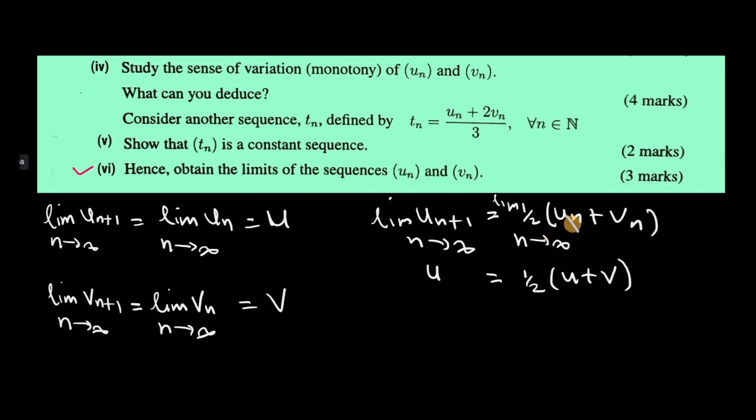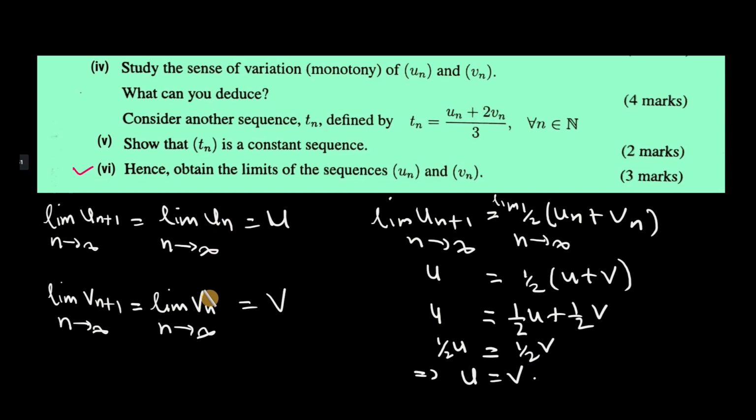Since lim Un as n tends to infinity is U and lim Vn as n tends to infinity is V, that is, U is equal to half U plus half V. U minus half U is half U. That's equal to half V, meaning U is equal to V. That means the limit of Un is equal to the limit of Vn. But the question is, what is this limit? We need to get a limit.